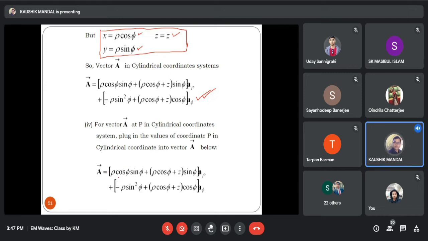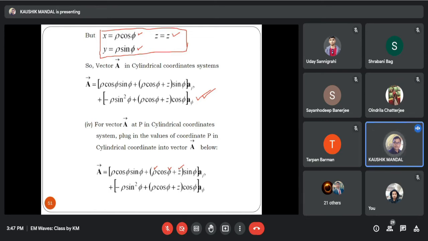This is the equation of the corresponding vector in cylindrical form. Now you will put the value of rho, phi, and Z. Then if you solve that one, that will give you the vector at point P. This is the general vector equation corresponding to point P. Now when you put the value of the corresponding coordinate point P, that is rho, phi, Z, in this equation, it will give you the vector at point P in the cylindrical coordinate system.